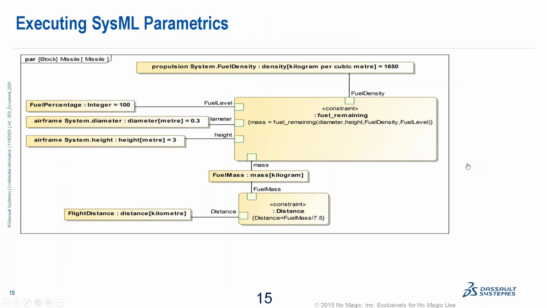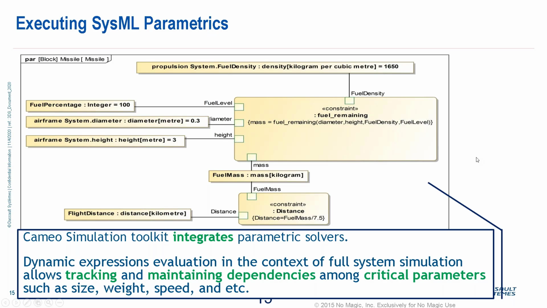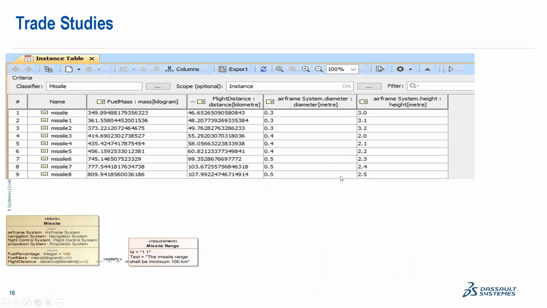So if you look at it, you can see that using these methodologies, you can integrate parametric solvers, and then they are in the context of the full simulation. You have dynamic expressions that allow you to trace and maintain dependencies among critical parameters. So you may have parameters in your FMU or the model that you integrated in your simulation tools, and these integrated parameters can also be shared with parameters, or they can use parameters from your descriptive model or constraints or from your requirements.